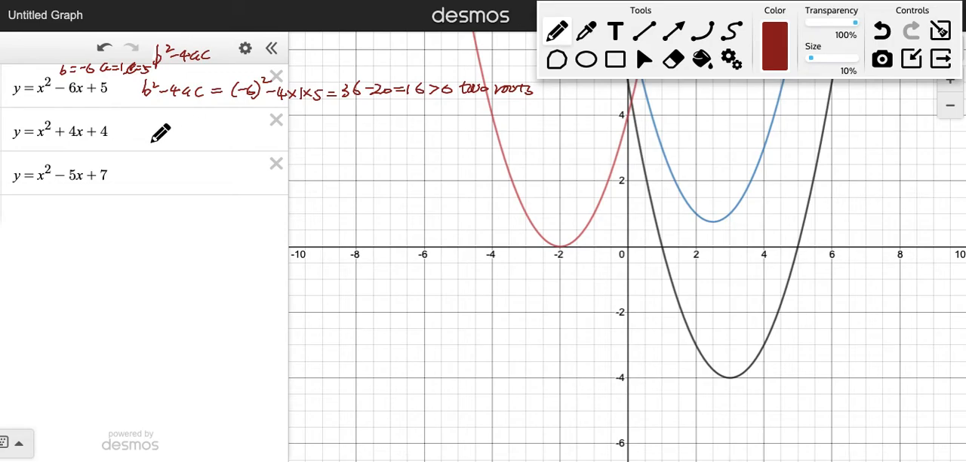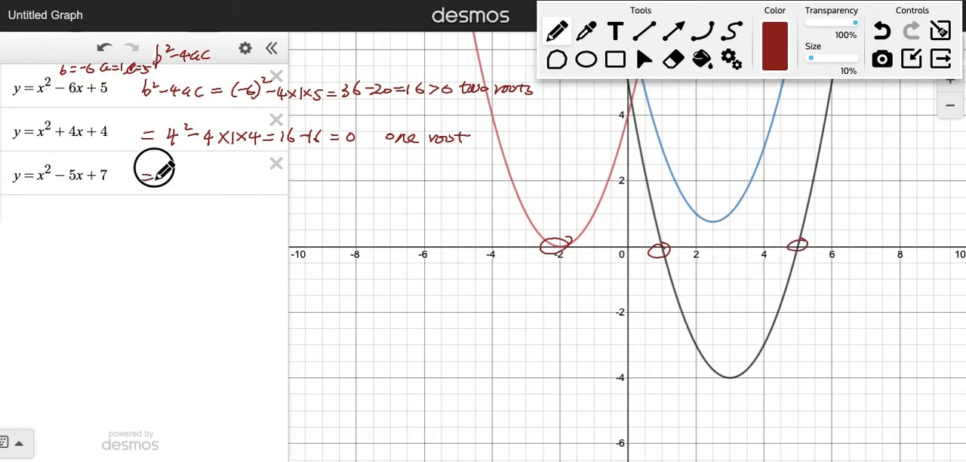Now, let's check this one. We are going to save time here, so I just write down the value. So it's 4 squared, this is b, minus 4 times 1 times 4, and 16 minus 4 times 1 times 4 is also 16, so 0. See? 1 root. So exactly matching this equation is 1 root, and this is 2.